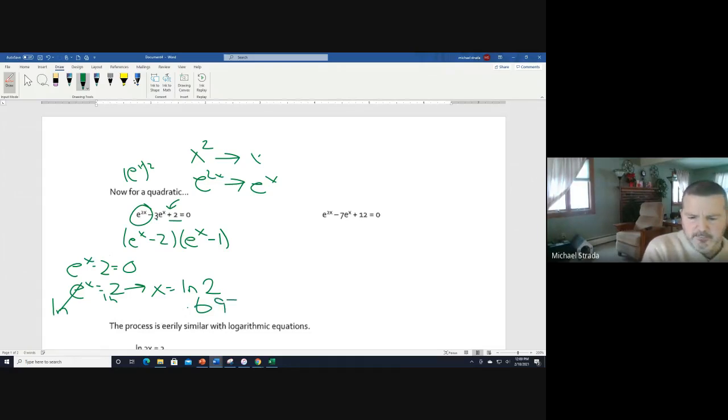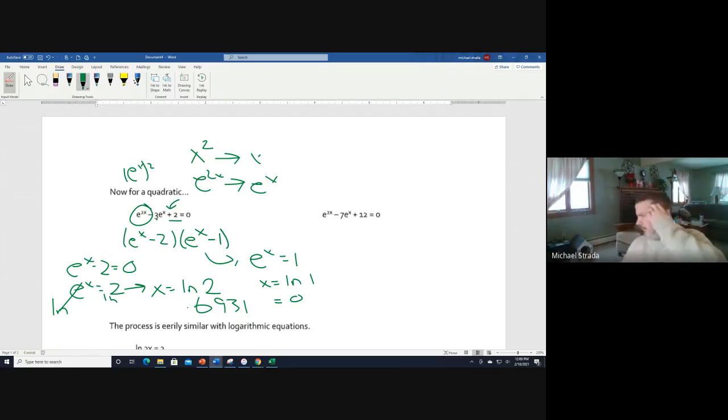and I get 0.6931. All right, similar with the e to the x minus 1, e to the x equals 1. Again, I do the natural log of both sides. X becomes the natural log of 1, and the natural log of 1 is 0.